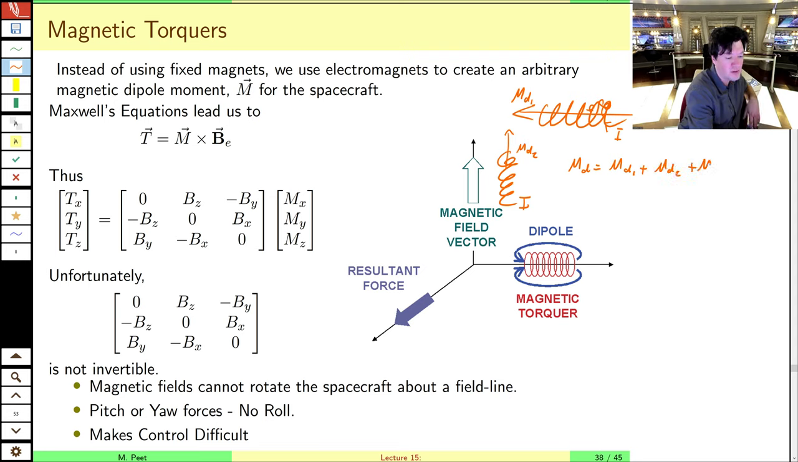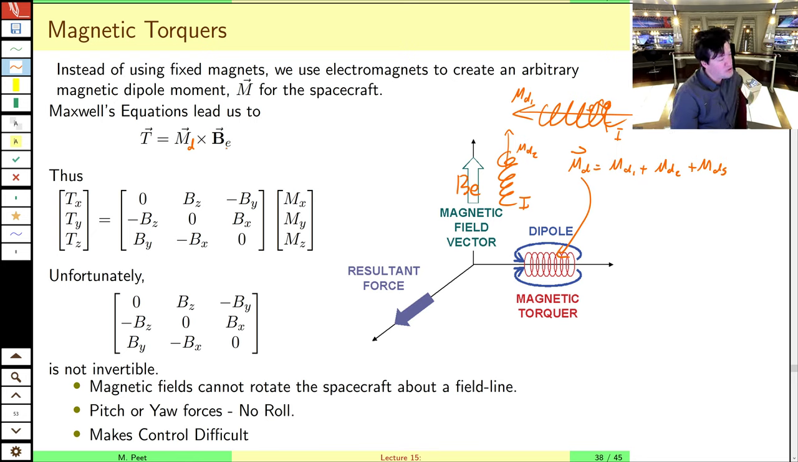And if we had three of them, we could create an arbitrary magnetic dipole on the spacecraft, right? So we have a coil here. Now we created an artificial magnetic dipole. This is the dipole that we create. Here is the magnetic field vector of the Earth. This is BE. And so the resultant torque is the cross product between that dipole and the magnetic field of the Earth, right? So that cross product, right?